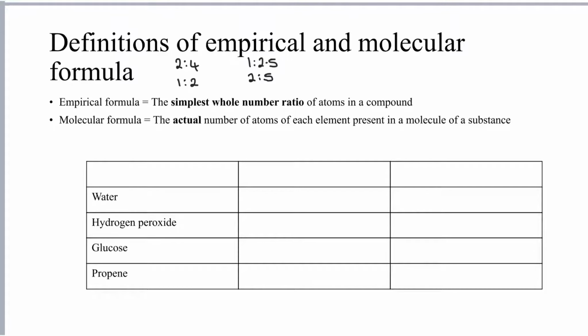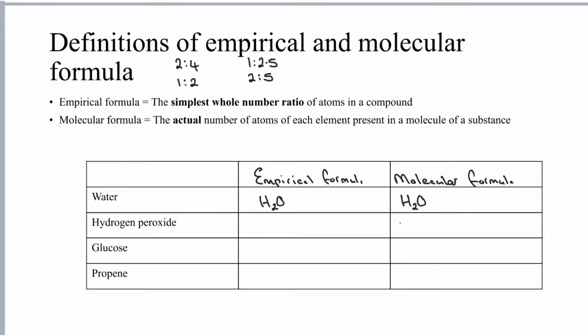Now, the molecular formula shows us the actual number of atoms of each element present in a molecule of a substance. Let's have a look at a couple of examples, and let's put this into practice. Now, the molecular formula of water, as we know, is H2O. So that means in each molecule of water, we've got 2 atoms of hydrogen joined to 1 atom of oxygen by covalent bonds. Now a 2 to 1 ratio, that is a whole number ratio, and that's in its simplest terms. So the empirical formula is exactly the same as H2O.